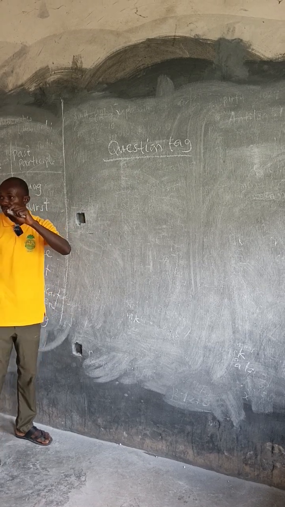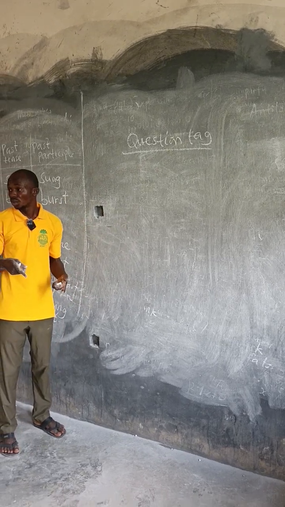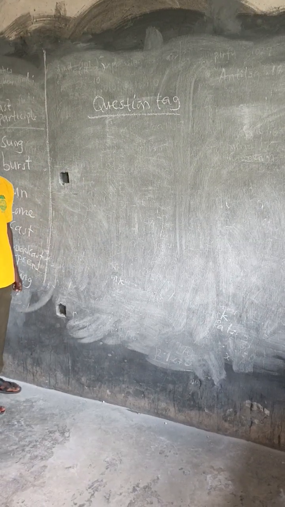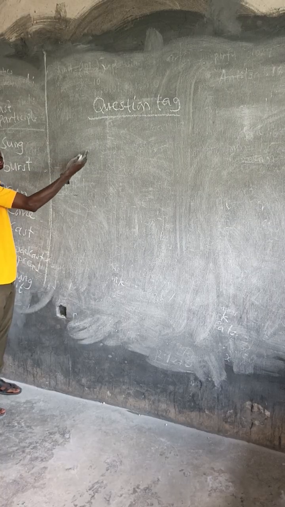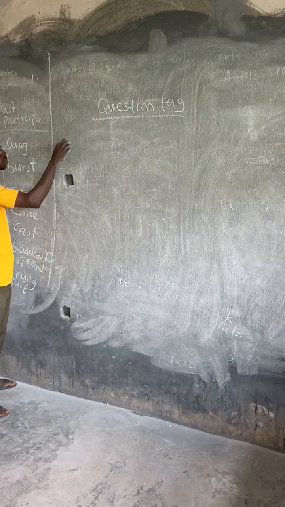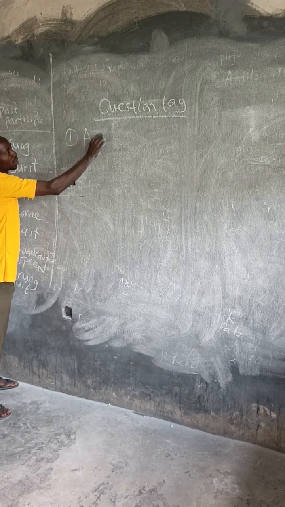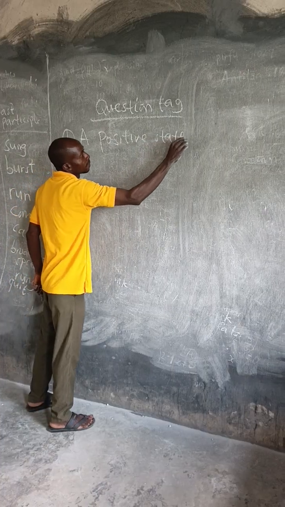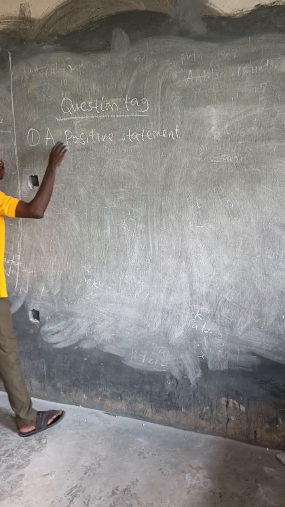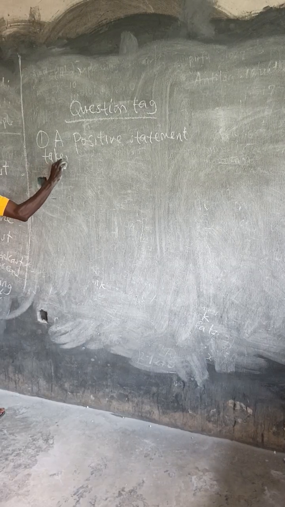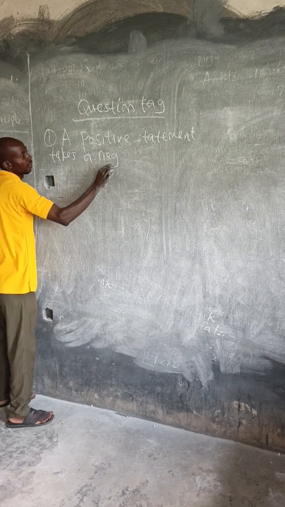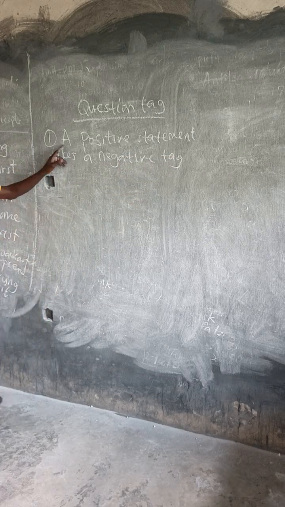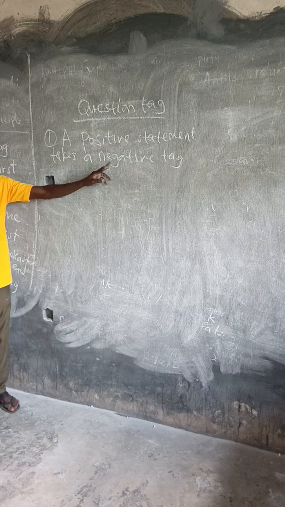That is the tag you are going to attach to a particular question, what we call question tag here. In looking at the question tag, you are going to look at three principles. There are three principles you need to follow as far as question tag is concerned. The first one is what we call a positive statement. A positive statement takes a negative tag. How do I mean? A positive statement takes a negative tag.